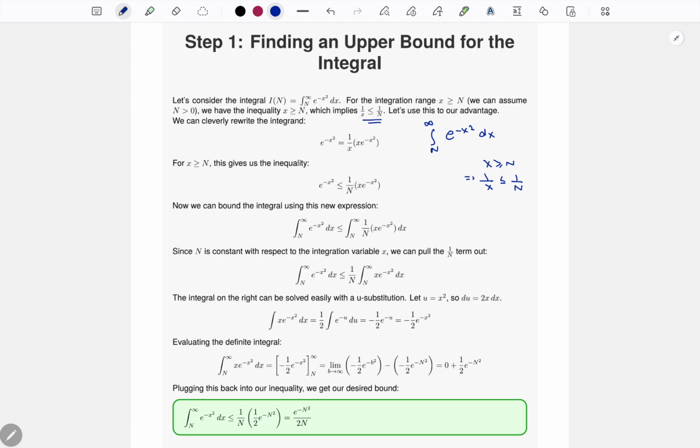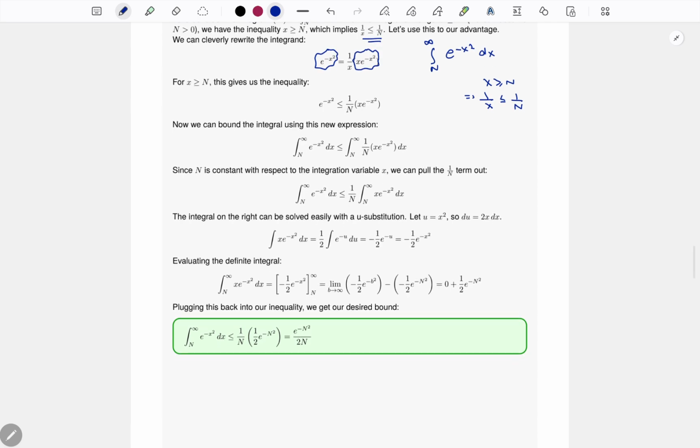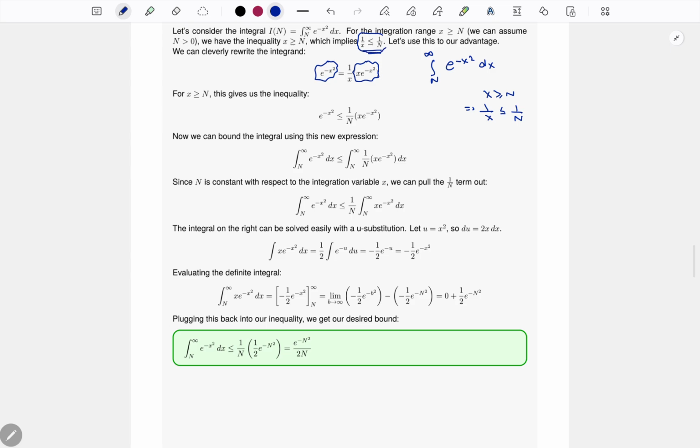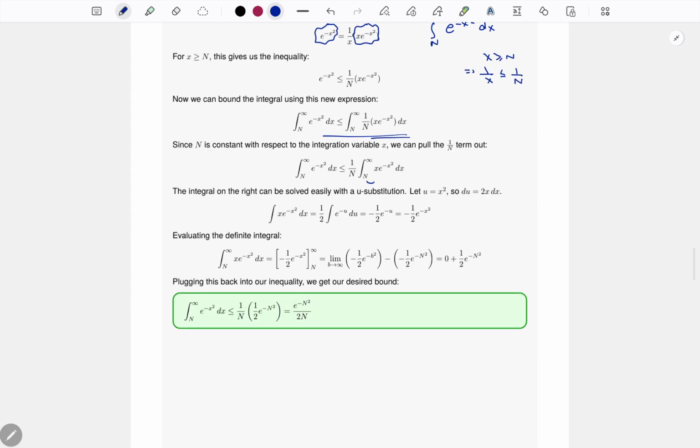Now e to the power minus x squared can be written as 1 over x times x e to the power minus x squared. The sole reason we did this is so that we are able to integrate this part using the method of substitution, to come up with an upper bound. So for x greater than or equal to n, e to the power minus x squared is less than or equal to 1 over n times x e to the power minus x squared. If I integrate it out, I can take the 1 over n outside, and I am left with this integral.